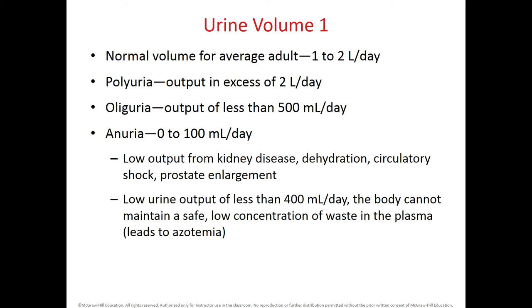Why can someone have oliguria? Well, because they can have kidney disease, dehydration, circulatory shock, or prostate enlargement. And when someone has a urine output of less than 400 milliliters per day, the body cannot maintain a safe low concentration of waste in the plasma, so that will lead to azotemia.